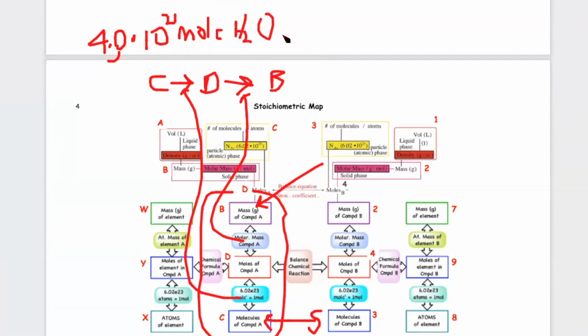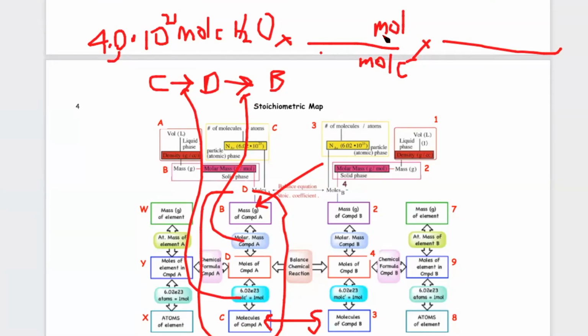There are only 2 conversion factors because there are only 2 stepping stones. The first is Avogadro's number. And I know that Avogadro's number is 6.02 times 10 to the 23rd molecules equals 1 mole. So I'm going to put molecules down here and mole up here. And I'm not even going to put the numbers yet. Okay, that'll get me from C to D.